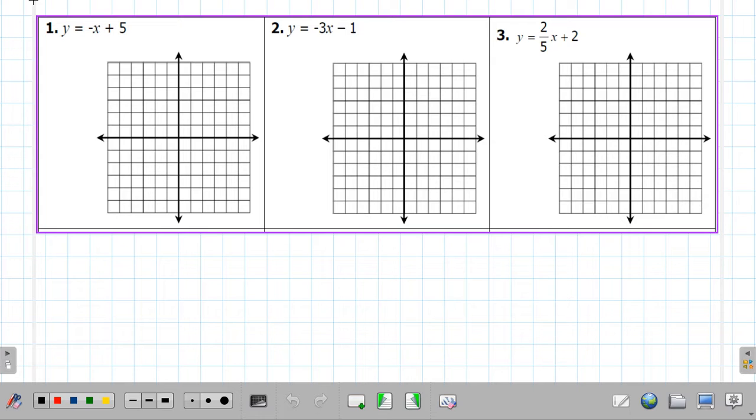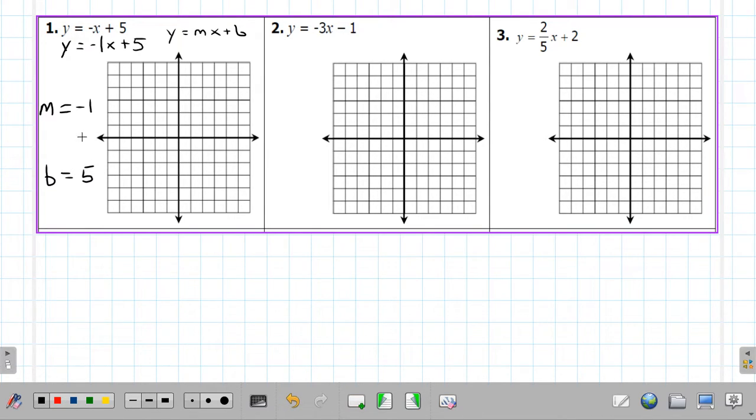Okay, so number 1 here, we have y is equal to negative x plus 5. I am going to do a little bit of a rewrite here just so I can clearly see that this is in slope-intercept form: y equals mx plus b. So what do I find out about that? Well, I find out the slope is negative 1, and the y-intercept is 5.